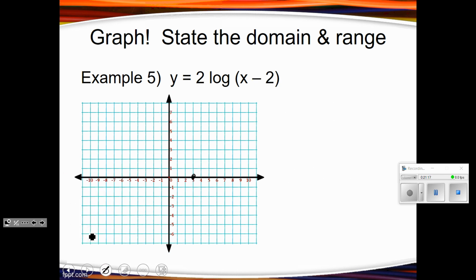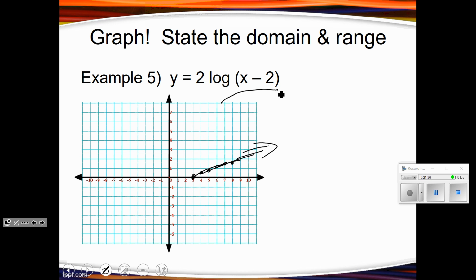Struggling here. 0.6, 5.9, 1.2, and it keeps going up, and you'll see 1.5, so it's going like this. Okay, make sure you draw it up. Make sure you don't draw it like this.